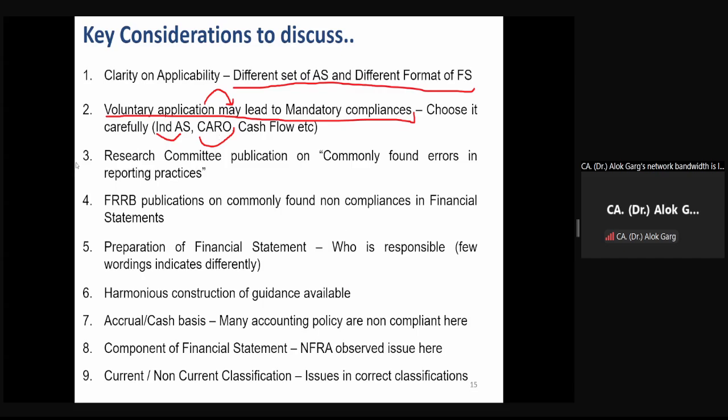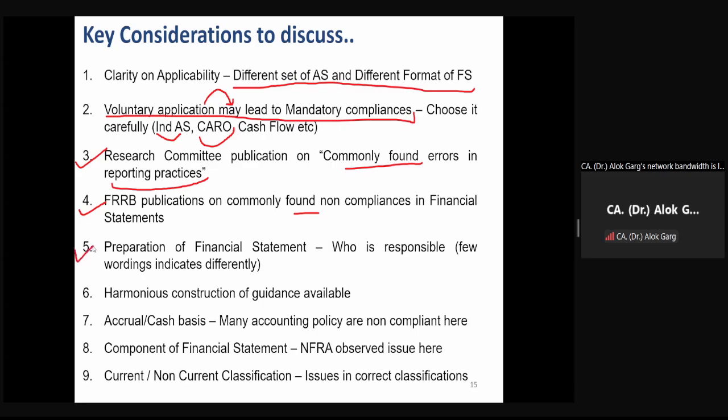So you can follow the Research Committee publication on commonly found errors in reporting practices. This is one of the publications issued by the Research Committee, and this committee has given a lot of commonly found errors in reporting practices. You can also follow FRRB publications on commonly found non-compliances in financial statements. This will help you in auditing the financial statements more effectively and more precisely, I would say.